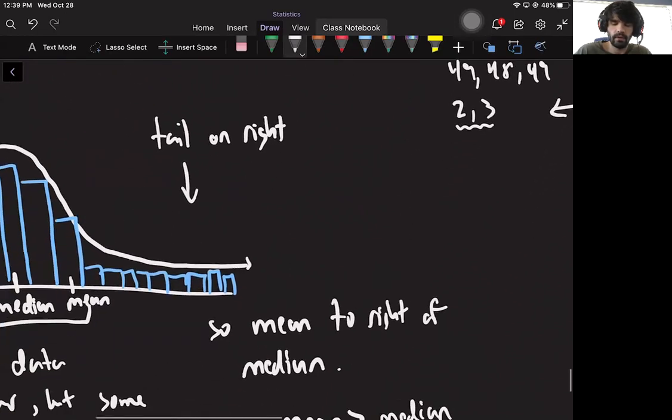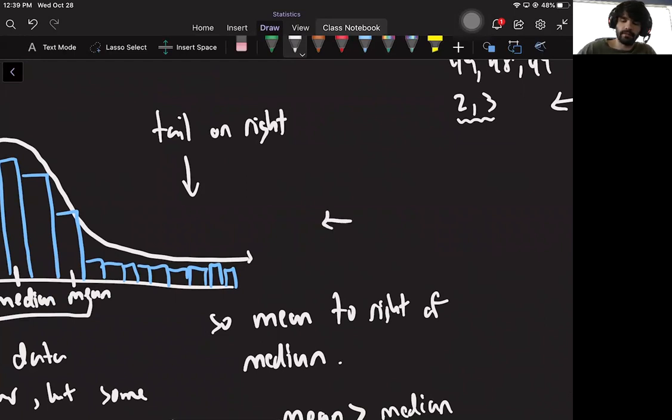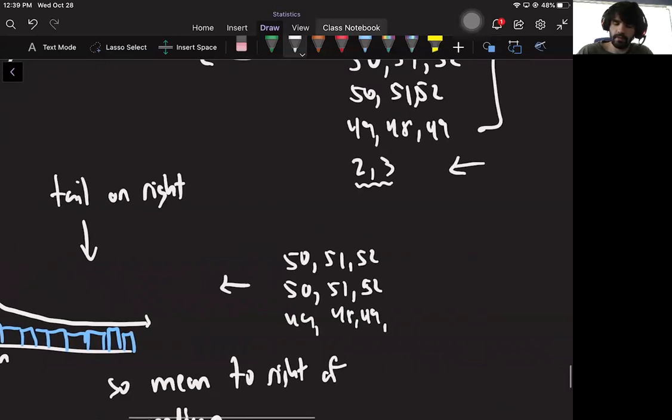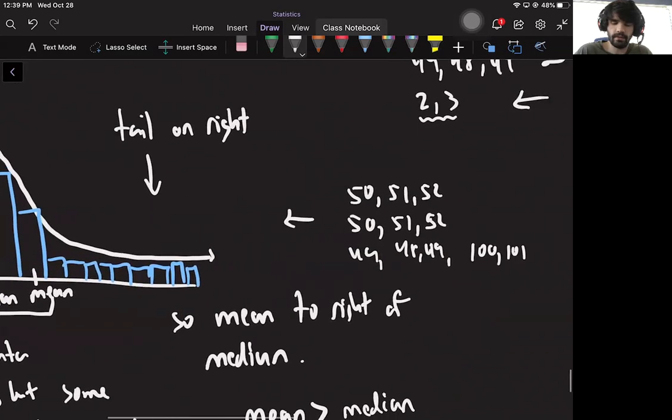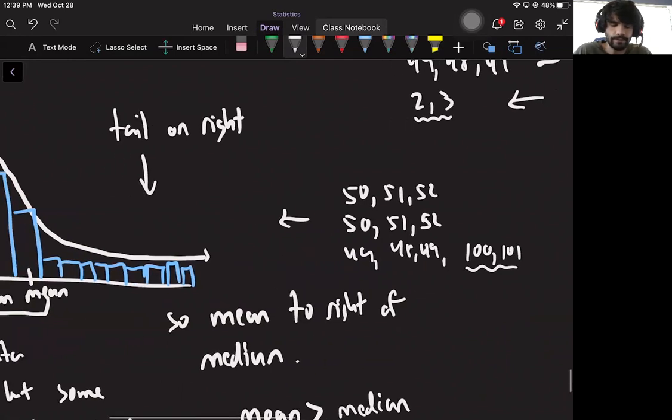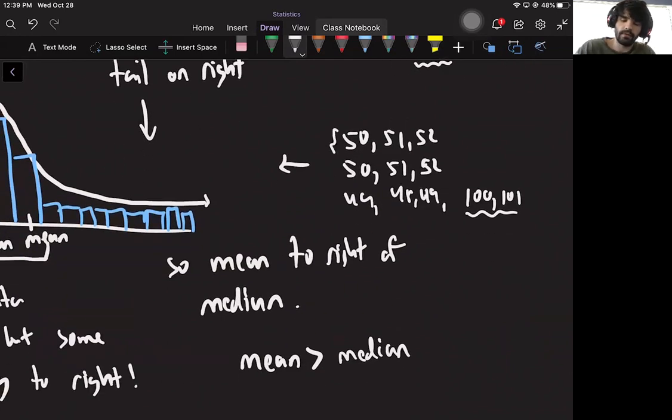Over here, it's going to be more like, you have a bunch of numbers like this, grouped together. But then you have suddenly a couple very big ones. And now those two numbers are going to bring the mean up higher to the right, but the median will still be around this big group of numbers that are all around the same thing. Okay, so that's the generic idea.